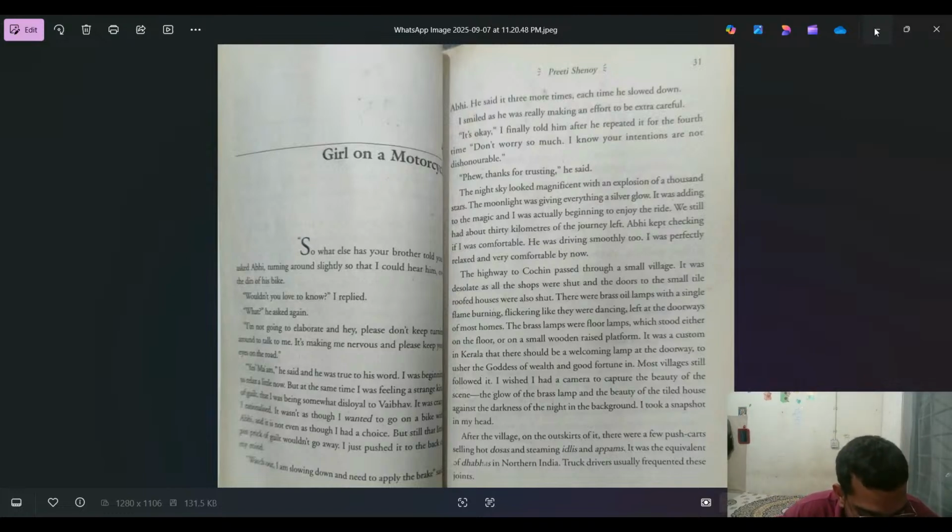We got off the bike and walked towards the Thatu Kada.